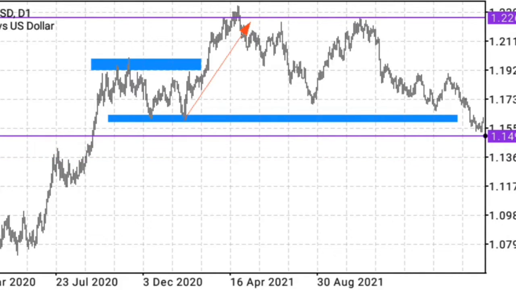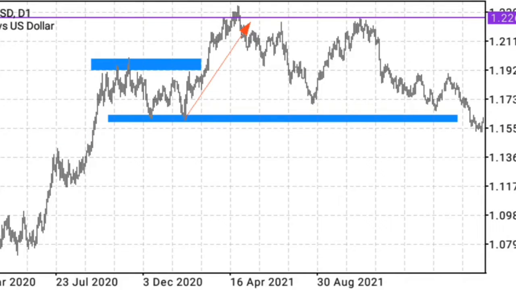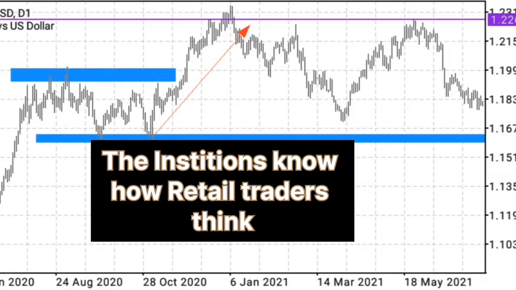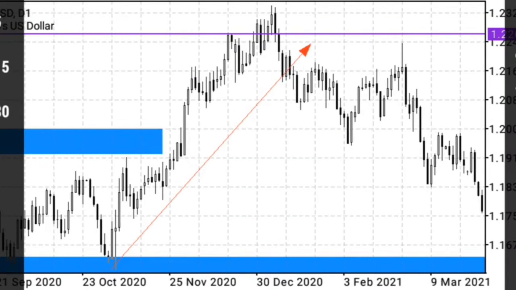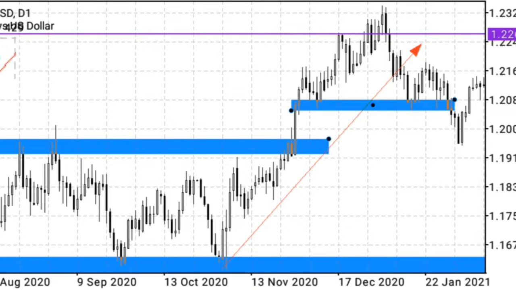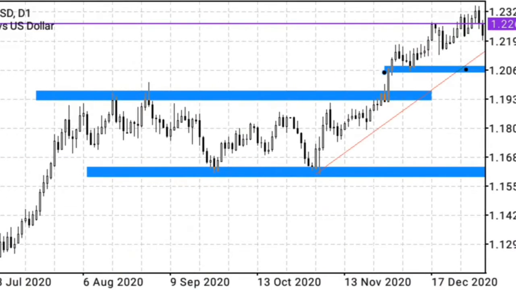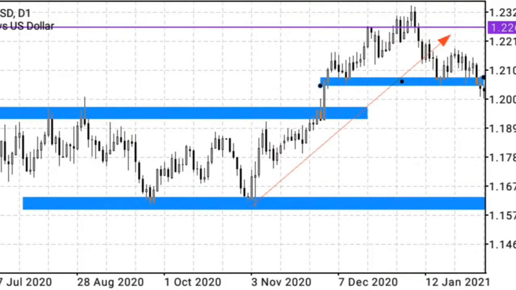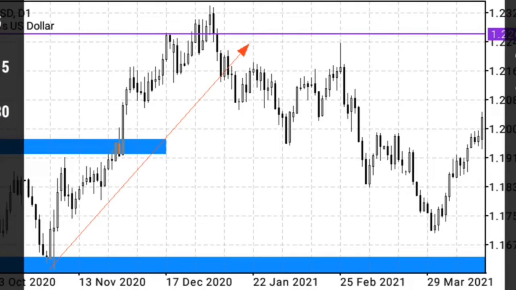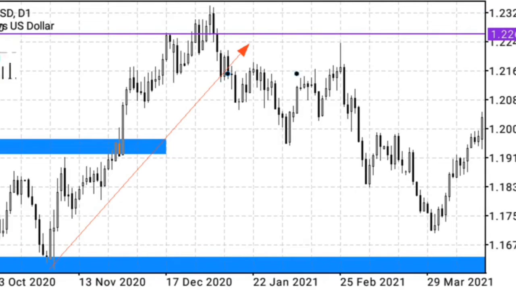So I know the institutions, like I said, the institutions know what retail traders are thinking. So what they did now is they came down. There was liquidity here. They stopped out some persons that were buying. Some persons would have even jumped in here and think this was a breakout without getting a proper pullback in this zone. So they stopped out these guys. Came down, went back, and generated liquidity at this zone here.